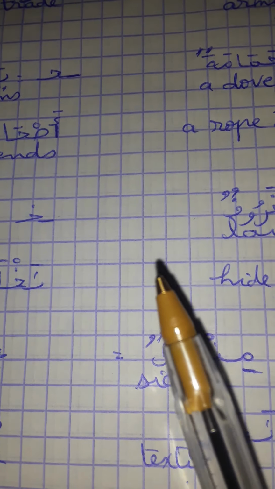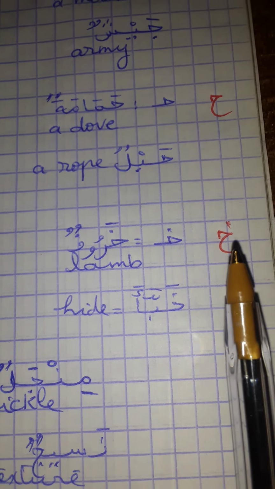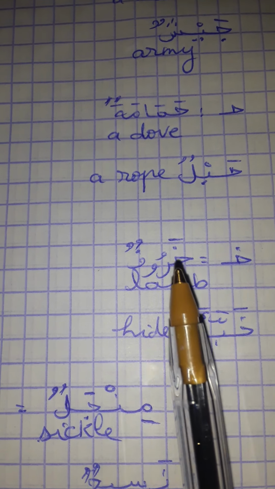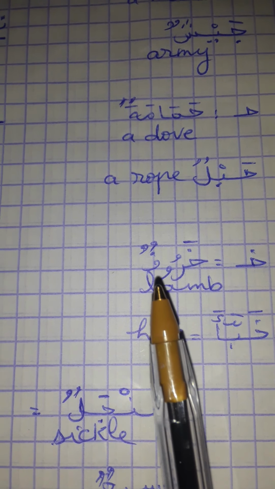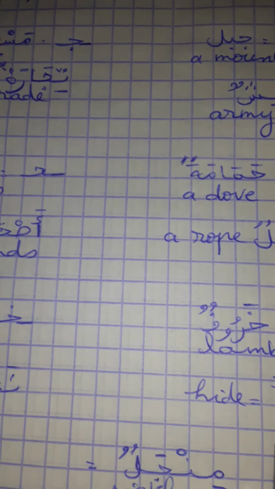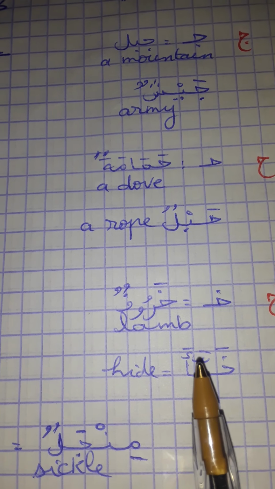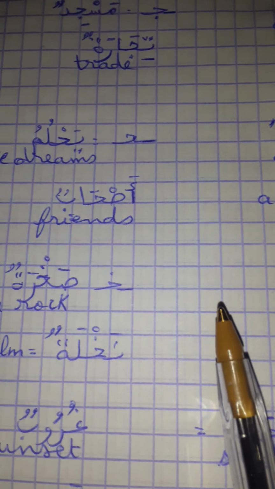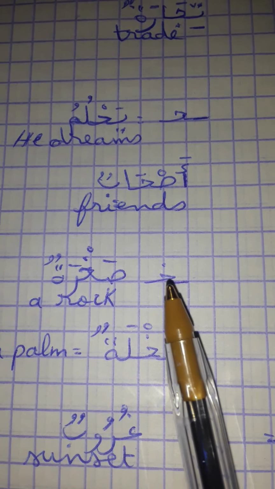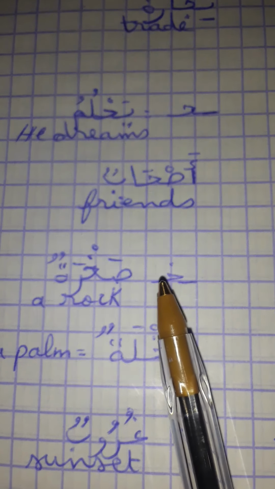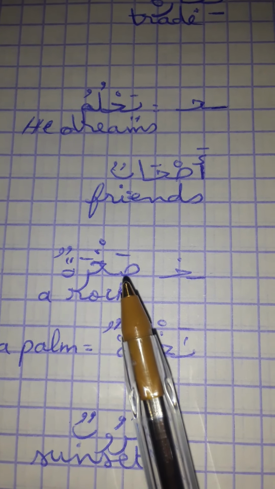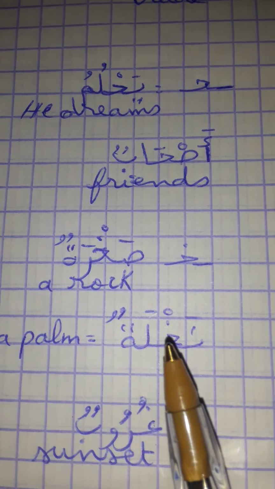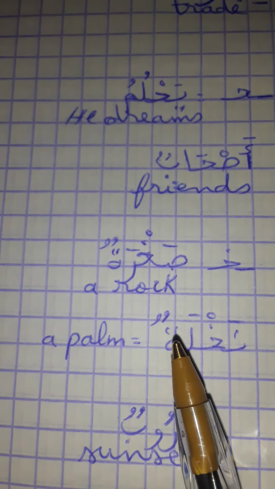Then the letter kha, in its initial form, kha, خروف, lamb. Okay. Another example, خبأ, which means hide. In its medial form, we draw the connecting line, then the kha. صخرة, a rock. Or نخلة, a palm.